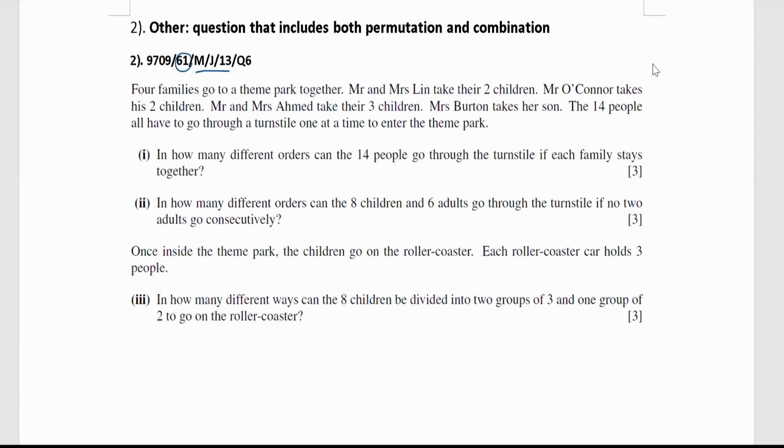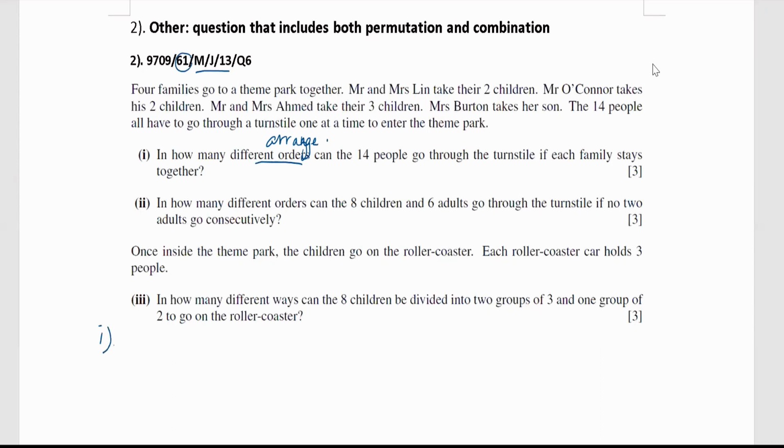In how many different orders can the 14 people go through the turnstile if each family stays together? All right, different orders in this case is asking about permutations. So the arrangement is important. The keyword is arrangement. So we're looking for the number of ways of the arrangement for this particular case where all 14 people go through the turnstile, but each family stays together.